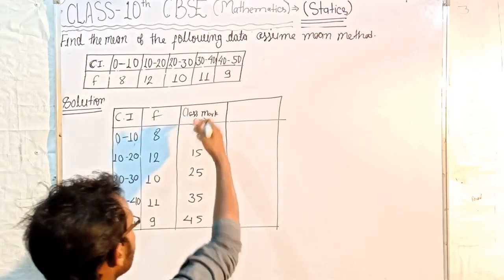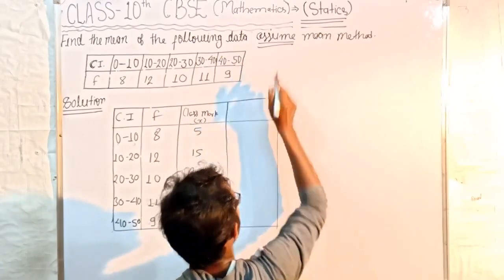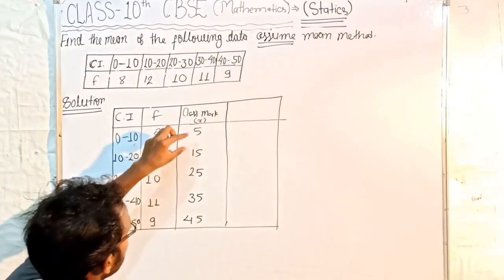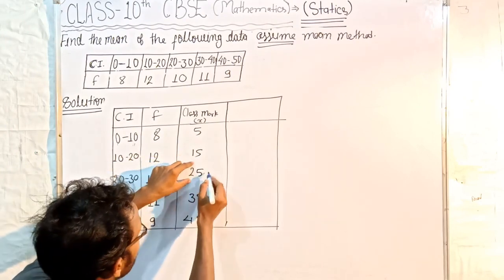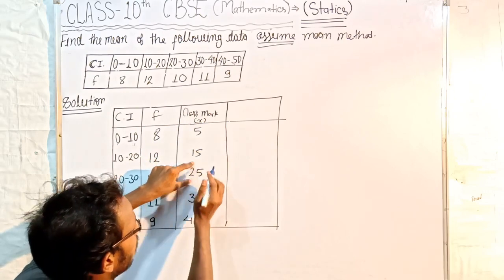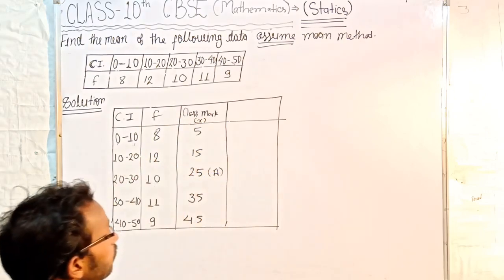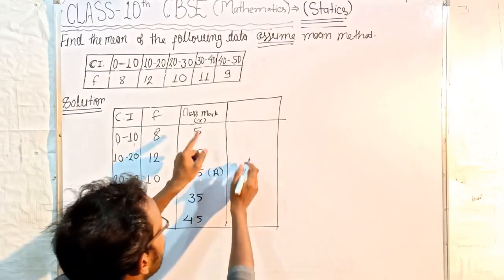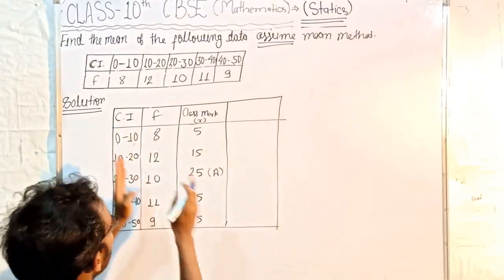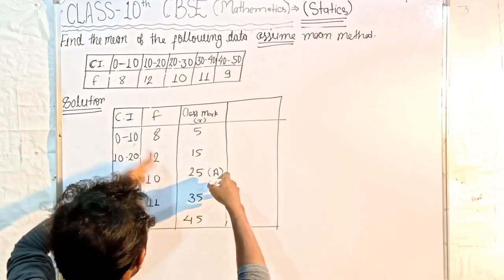Now you will have to solve this question by the assumed mean method. So you will have to choose any one of the middle terms as the assumed mean. I am taking this middle term. You will have to choose the assumed mean from the class marks. This is our assumed mean. Already you have studied in the previous video class mark, frequency and class interval.